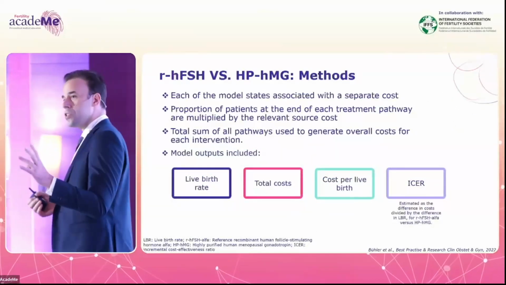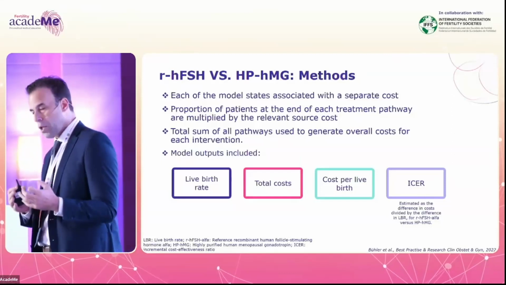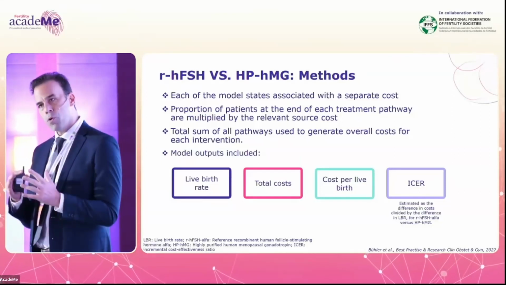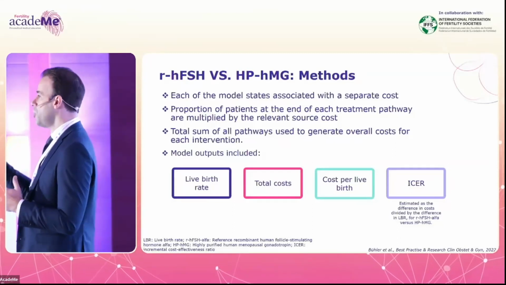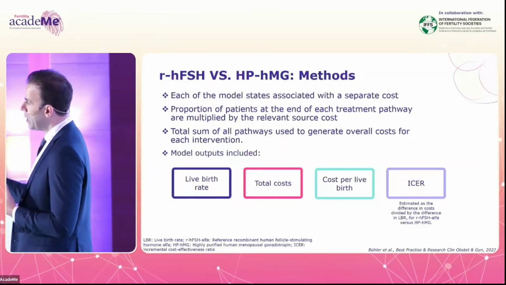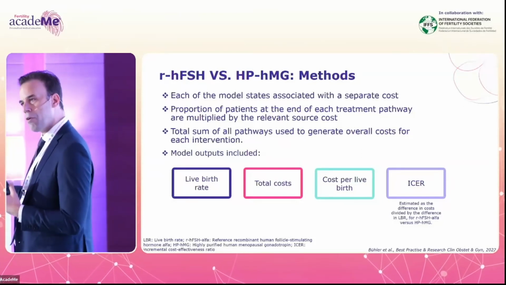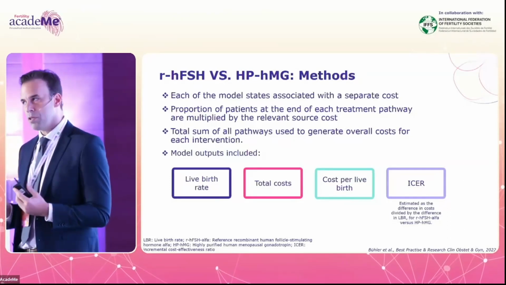So each of the model states, which was represented by those boxes, is obviously associated with a separate cost, and there's a proportion of patients that moves between the different states depending on whether they achieved a live birth, when they then conclude their journey, or whether they achieved a clinical pregnancy, they might have suffered a miscarriage or had a termination. So all these things have been factored into this model.